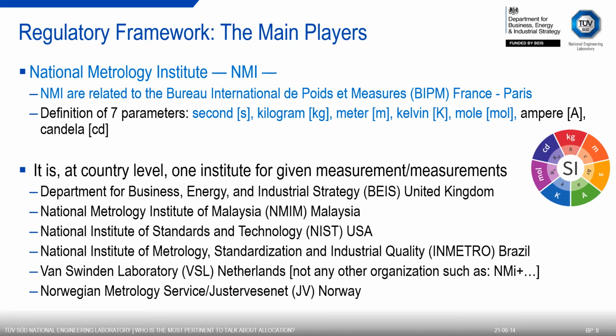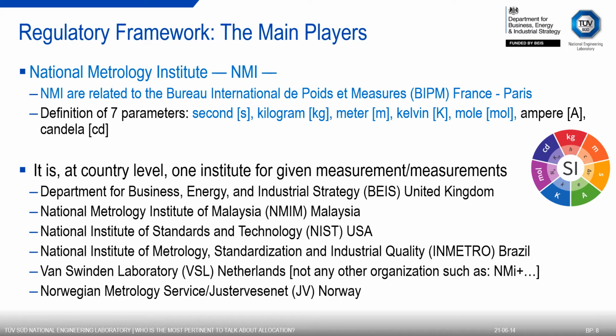The next question is, who supports the regulatory bodies that I was mentioning before? And this is the National Metrology Institute. Very often you will see the NMI. All the NMIs worldwide are related to the Bureau International des Poids et Mesures in Paris. These NMIs are handling the definition and the measurement of 7 parameters, which are the second, the kilogram, the meter, the Kelvin, the mole, and 2 others not really associated with our business in the oil and gas industry, which are the ampere and the candela.